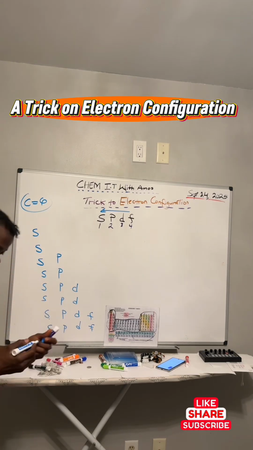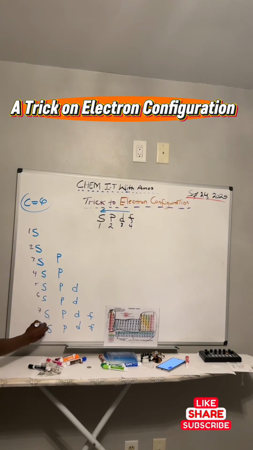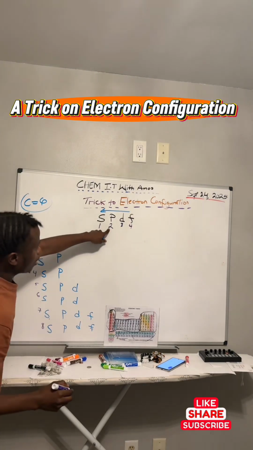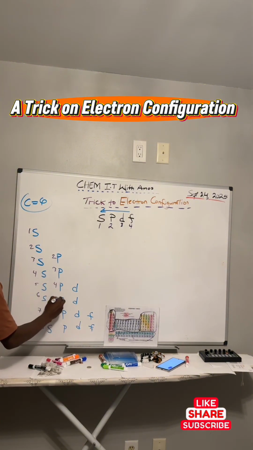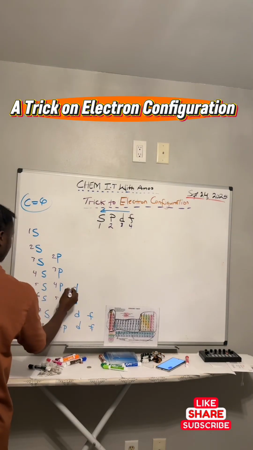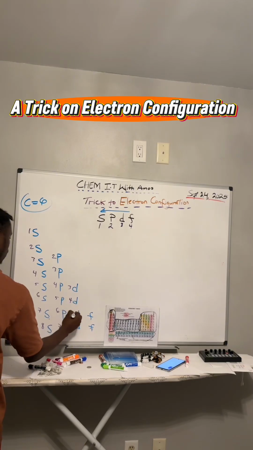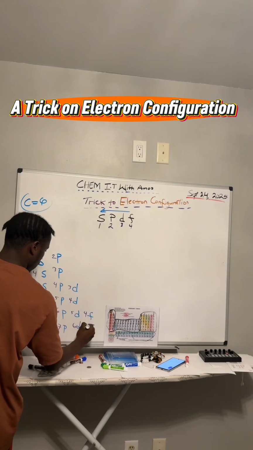S begins with 1. So we will start S with 1, 2, 3, 4, 5, 6, 7, and 8. P starts with what? It starts with 2. So we put 2, 3, 4, 5, 6, 7. D starts with 3: 3, 4, 5, 6. And F starts with 4. So we say 4, 5.